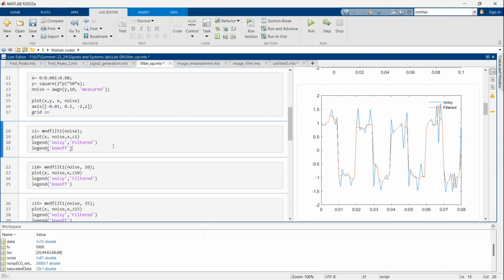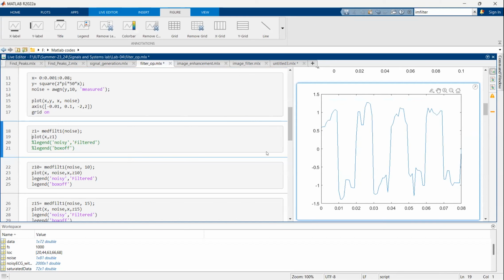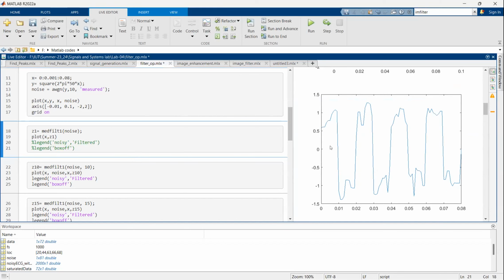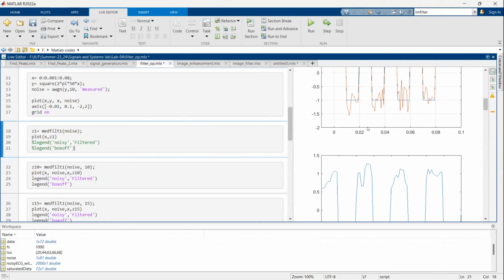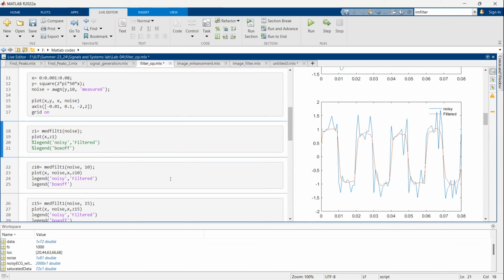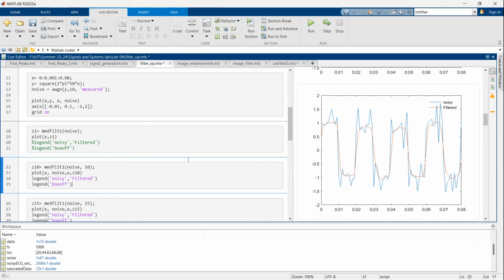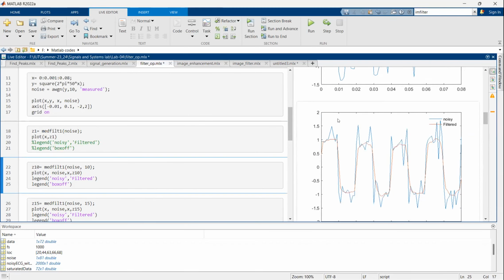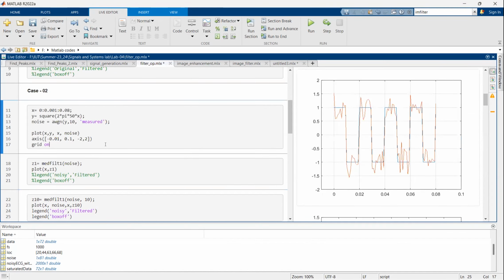So this is your noisy signal. Now we can see. When we filter it, this is the original signal. When you filter it, it is not very good. Try to see other options and see what is happening there.